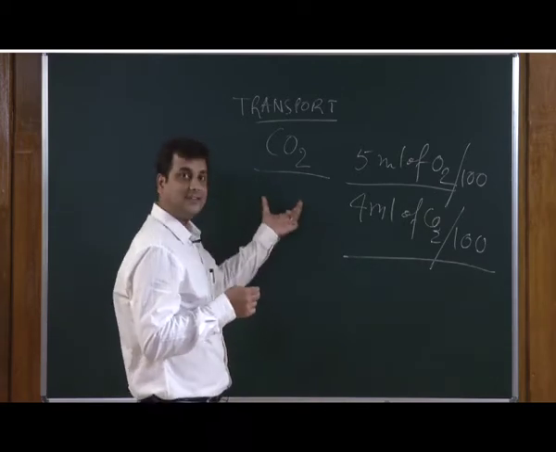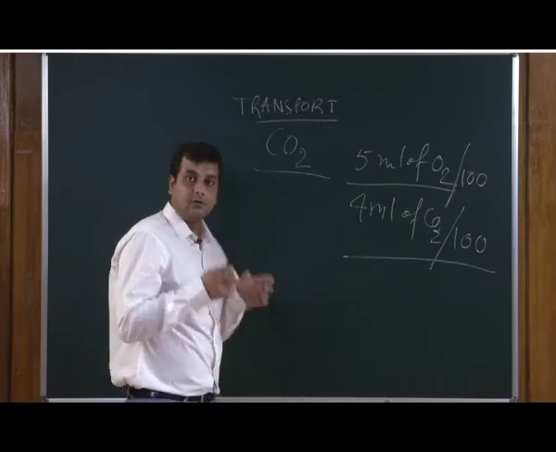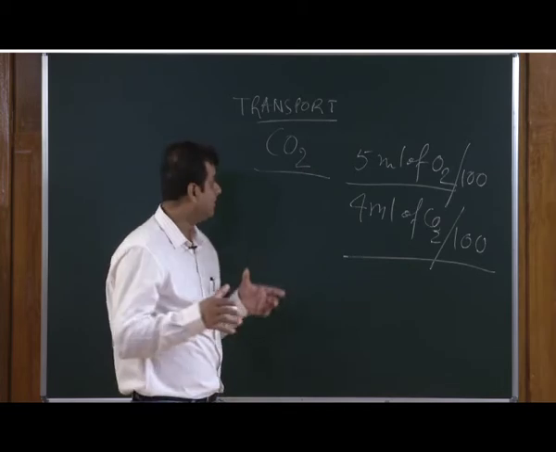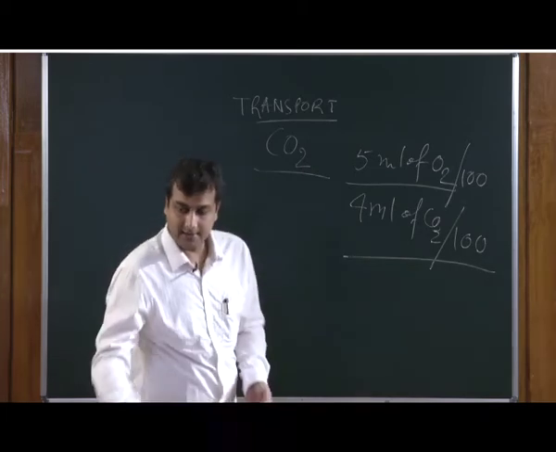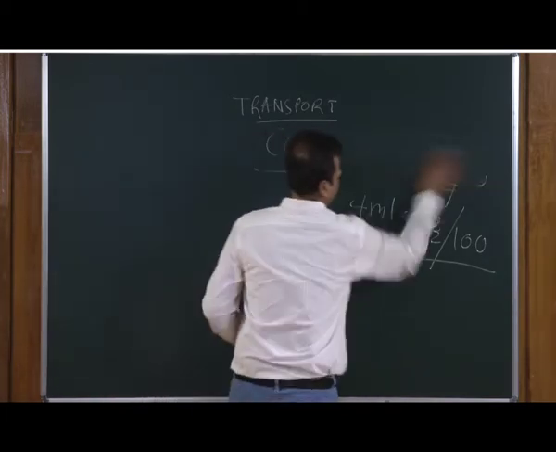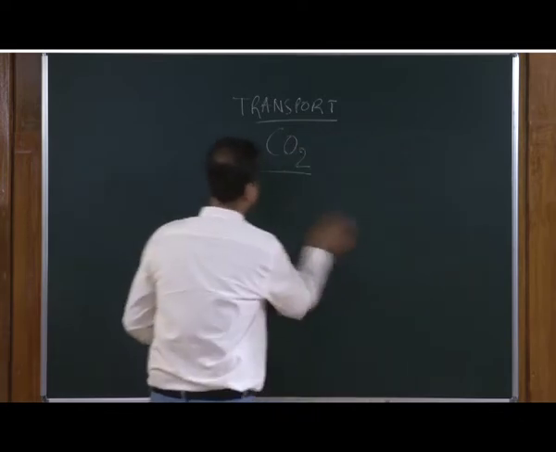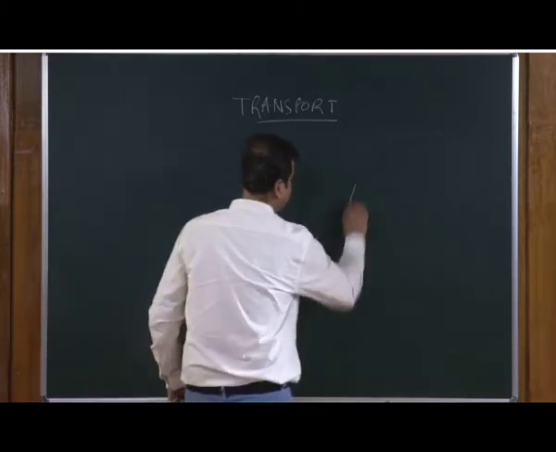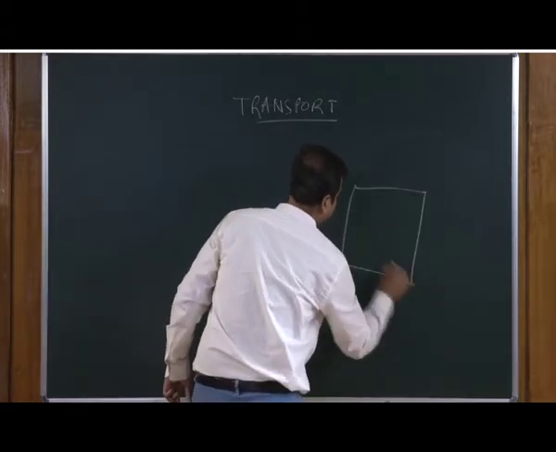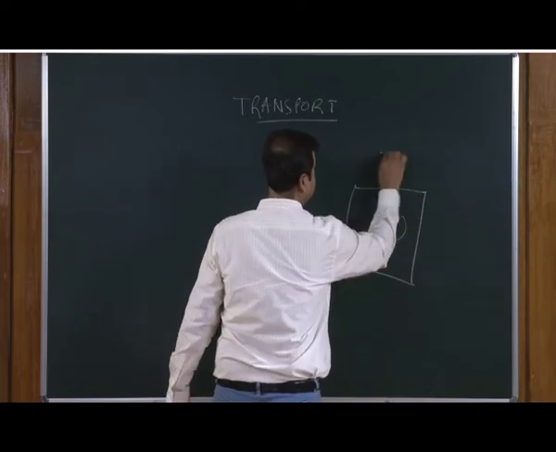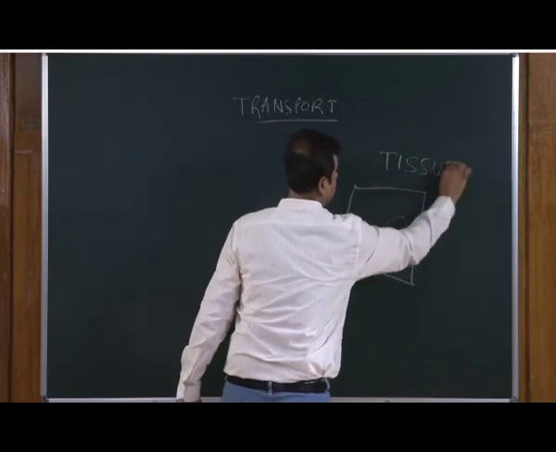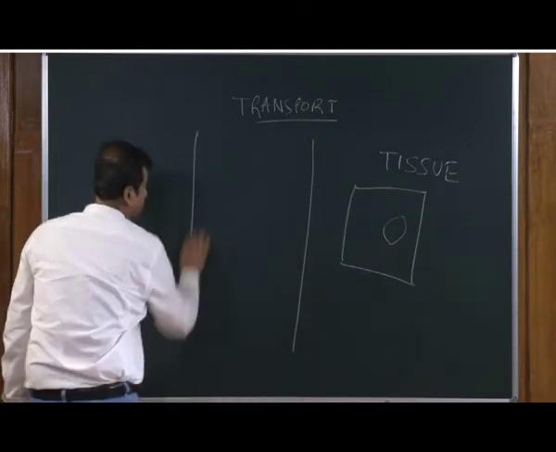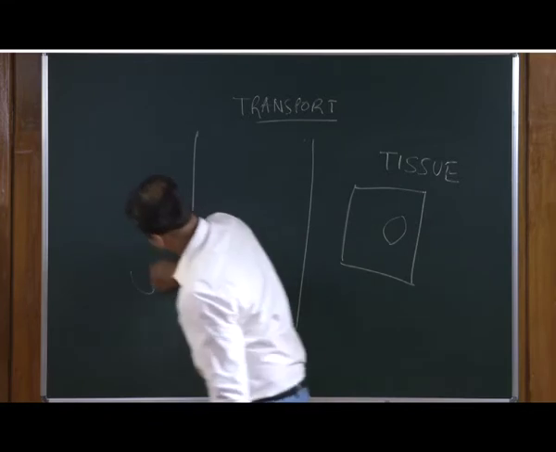CO2 is getting exchanged at the tissue level. So, we need to understand what is happening at the tissue level in terms of the exchange. If we start looking at what is happening at the tissue level where the CO2 transportation is taking place, we have the cell here. So, this is a cell, we will just write tissue, and here we have the capillary. We will just write capillary.